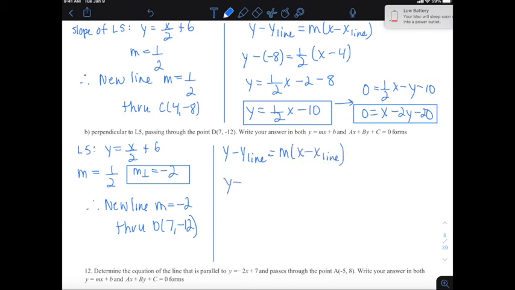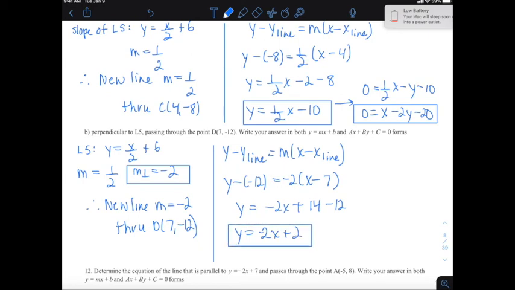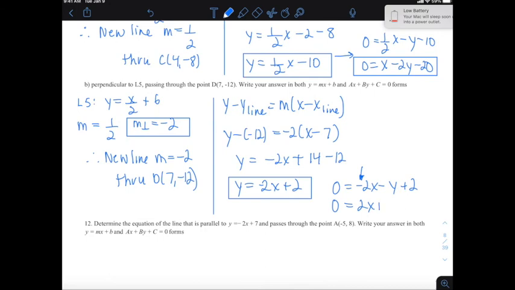So we get y minus -12 equals -2 times x minus 7. So we get y equals -2x plus 14 minus 12. y equals -2x plus 2. And then if I want to write that in standard form, it's going to be 0 equals -2x minus y plus 2. But we always want the a value to be positive. So I'm just going to multiply everything by -1. And there you go.